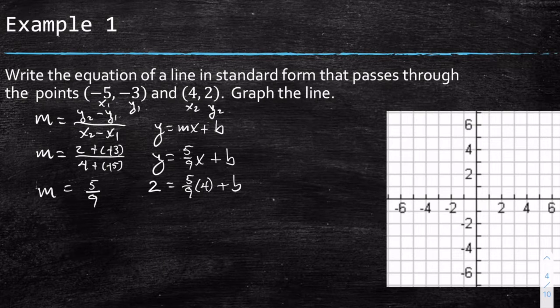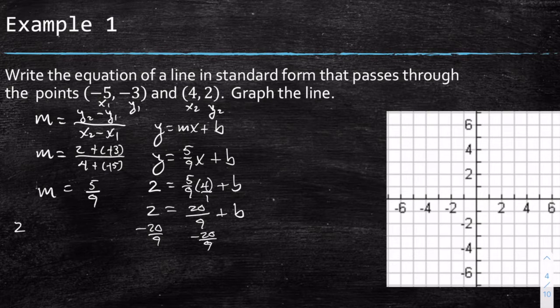So let's go ahead and do this. This is 2 is equal to, this is 4 over 1. We multiply across, so 5 times 4 is 20. 9 times 1 is 9, plus b. So we have to subtract 20/9 in order to get b alone. And so now we look like this, and I'm going to write it to the left over here.